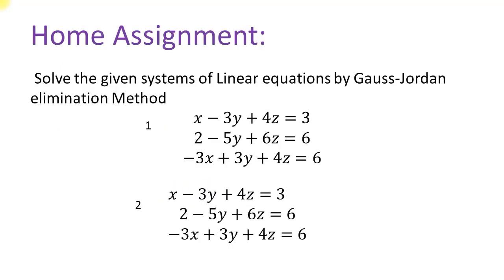Now there is some assignment for you. Solve these two questions using the Gauss-Jordan elimination method to find the solution of these two systems. This is system number 1 and this is system number 2. So using the Gauss-Jordan elimination method, find the solution of these systems. And this is the end of this segment.